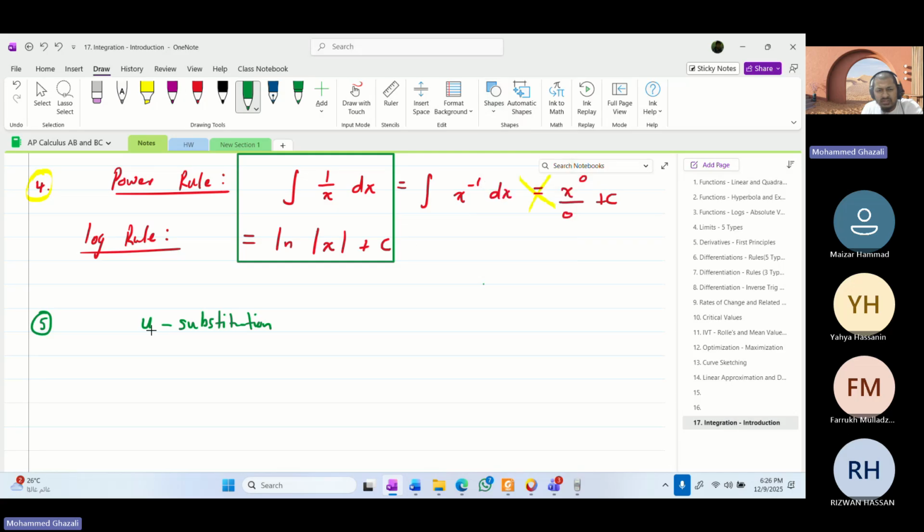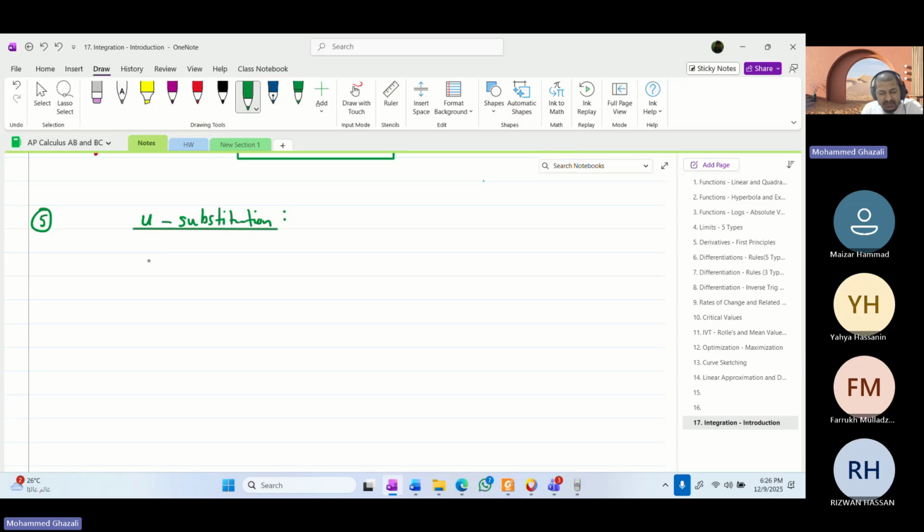What is a U substitution? U substitution is something that we need to apply when we want to integrate, let's just say, the integral of x minus 6 to the power 20 dx.